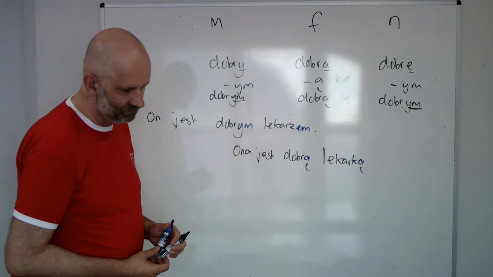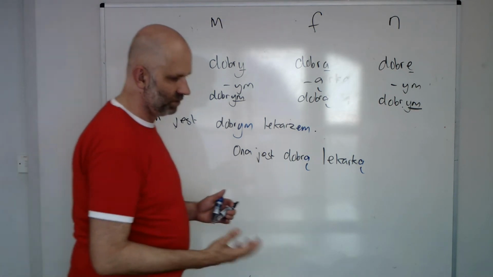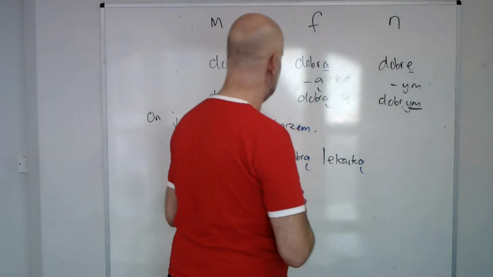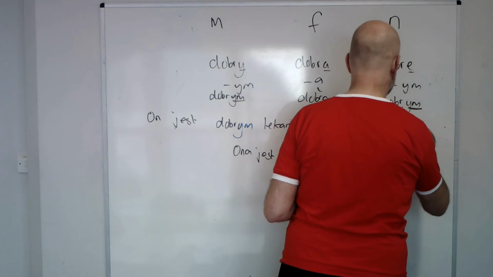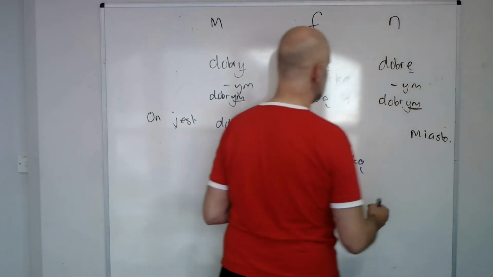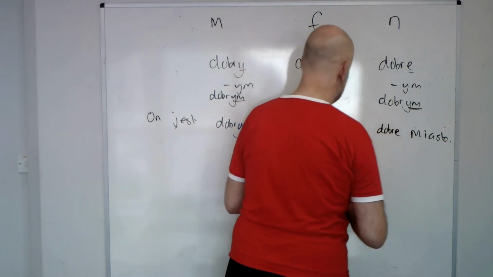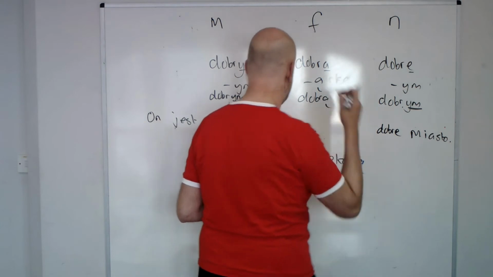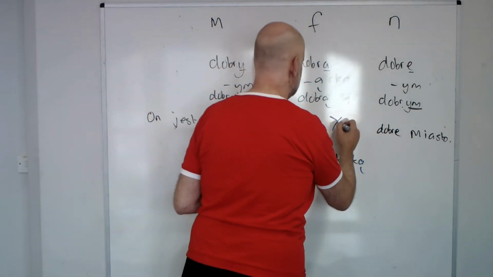And the last one we've got is we want to say something is a good town. So we've got the word miasto. So neuter, so dobre. So we want to say Manchester is, let's think of York.